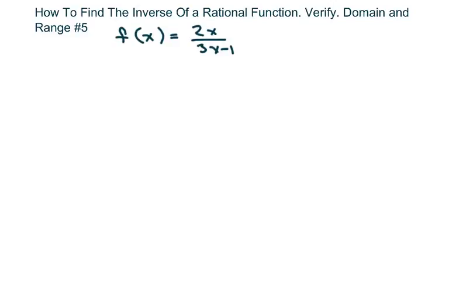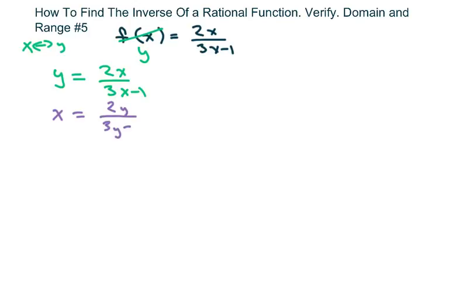Hi everyone, we're going to find the inverse of a rational function, the domain and range, and we have to check and verify that we did the inverse right. So the first thing you're going to do is change this to a y. So we have y equals 2x over 3x minus 1. Alright, and the next thing we're going to interchange the x with the y. So we get x equals 2y over 3y minus 1.